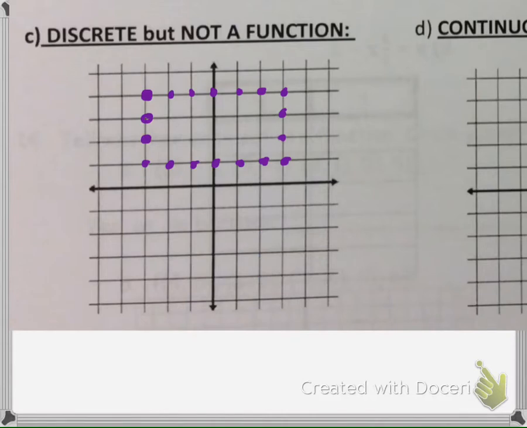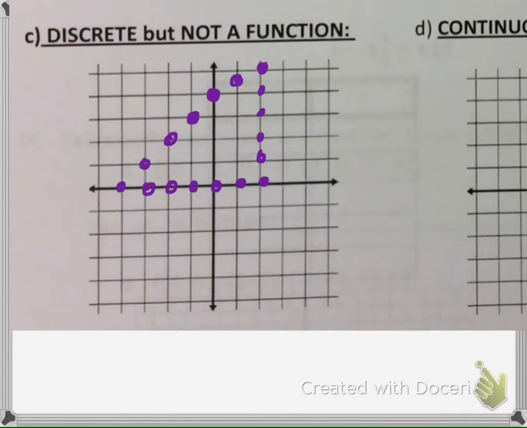Here's another example. It looks like a rectangle, but it's not connected because it has to be discrete, not connected. But it is not a function because if I draw a vertical line here at -1, it has 2 y values. So this is not a function and it is discrete.